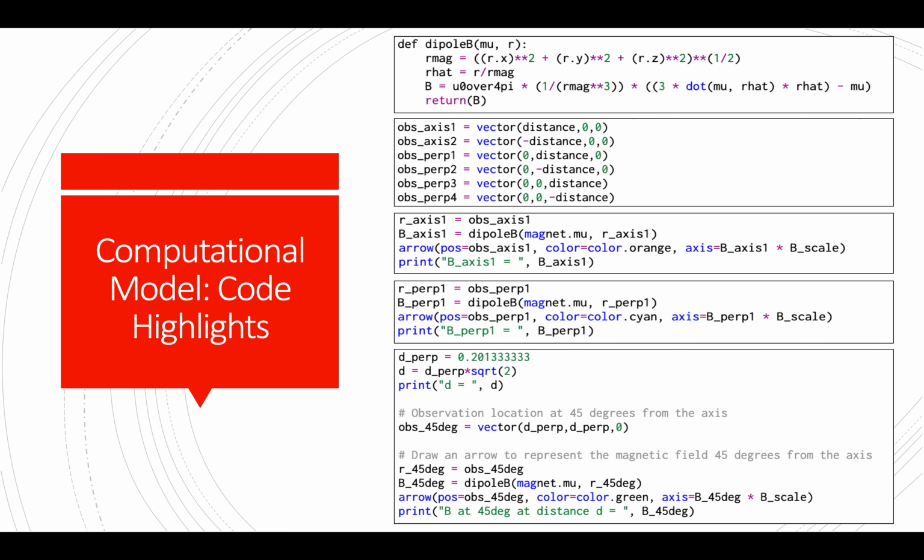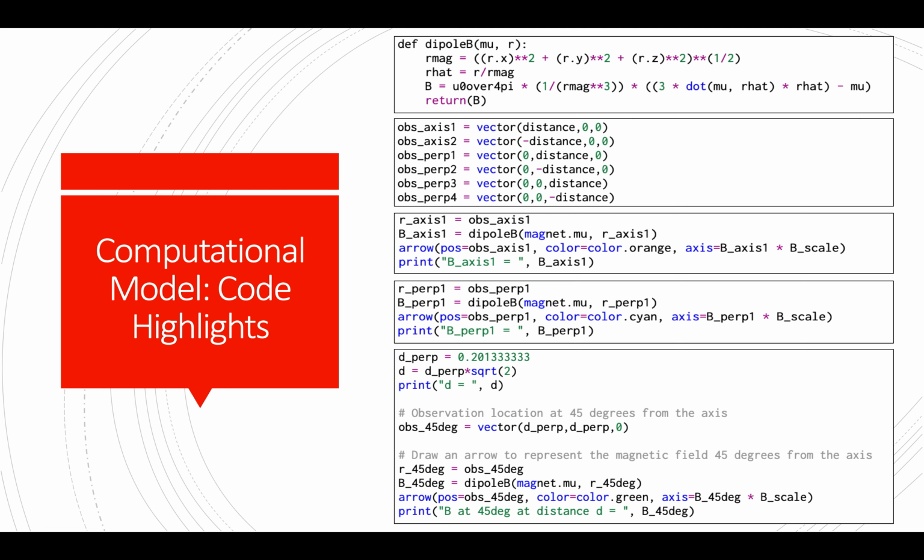A computational model was constructed to calculate the magnetic field at a 45-degree angle. These are some important sections of the code. First, a function called dipole B was created to calculate the magnetic field due to a dipole at particular locations. 2 on-axis locations and 4 perpendicular locations were created, and arrows represented the magnetic field at these locations. As an example, for on-axis location number 1 and for perpendicular location number 1, it can be clearly seen how these 2 different arrows were created. This code was repeated for each arrow created.